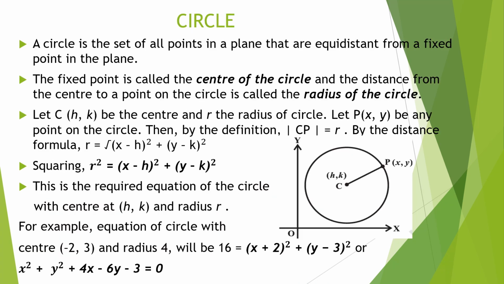So now we are going to study each of the conics in detail. First one is the circle. A circle is the set of all points in a plane that are equidistant from a fixed point in the plane.